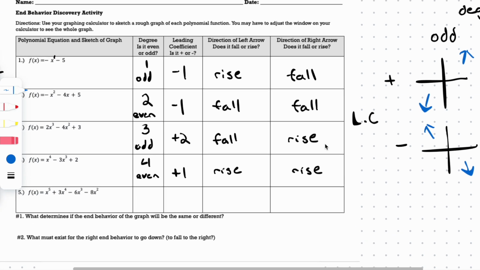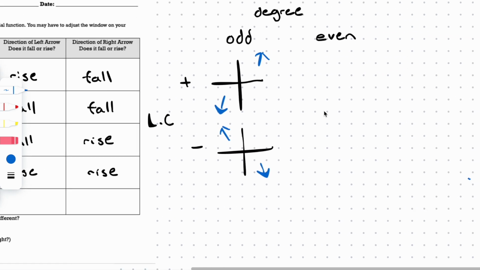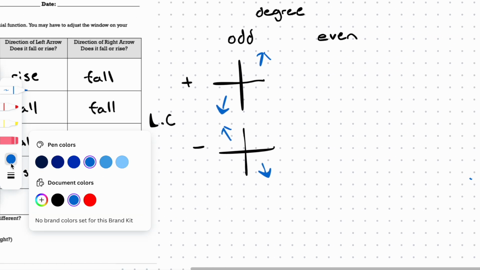Okay, now let's look at evens. Well, in 2 and 4, our degrees are even. We see that here it falls and falls, and here it rises and rises. So the directions of our left and right arrows are going to be the same. That's when we have an even function. Now, when our leading coefficient is negative, our left and right arrows are going to fall. So let's graph this.